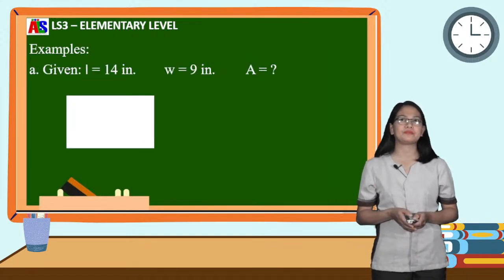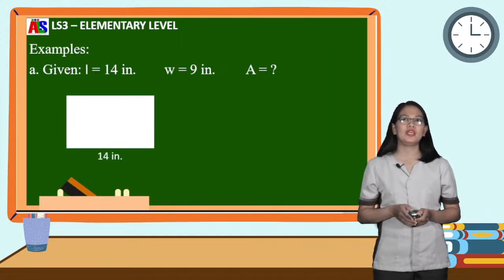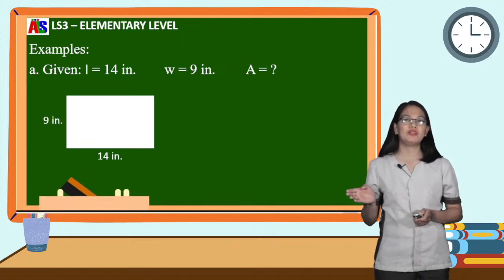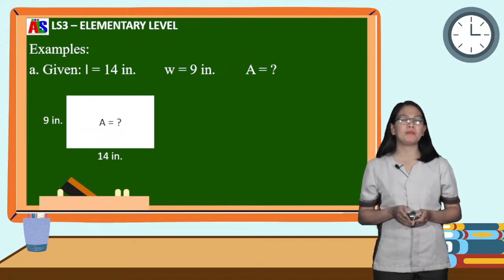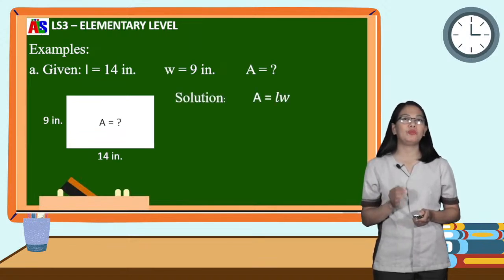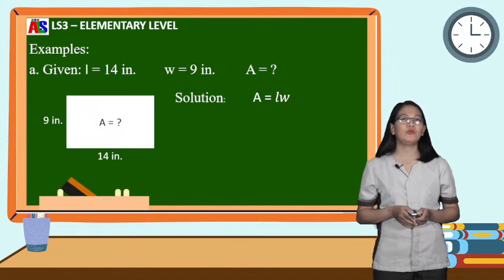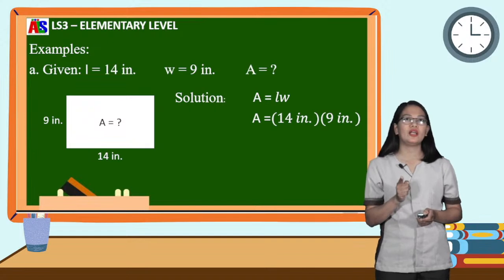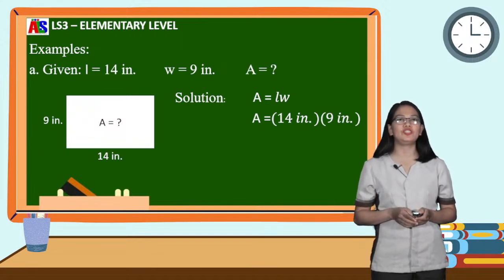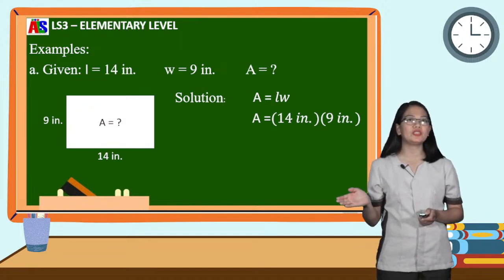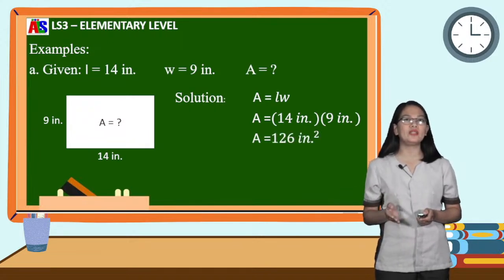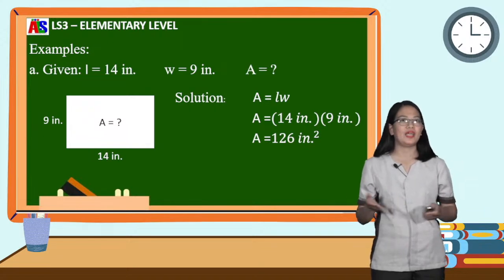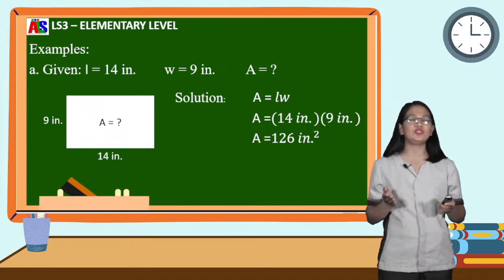Example. First one. Given the length, 14 inches. Given the width, 9 inches. What is the area? First step is to always write the formula. Okay? Next one is to substitute the given values. Area is unknown. The length is given, which is 14 inches. The width is given, which is 9 inches. Just multiply the two. The area now is 126 square inches. As easy as that. As easy as 1, 2, 3.